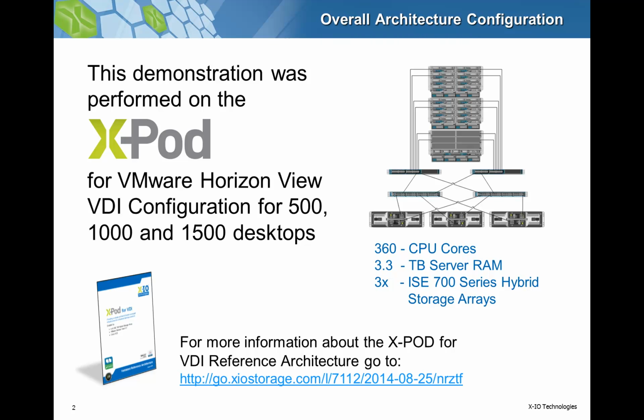The XPod for VMware Horizon View solution consisted of 3 Cisco UCS chassis and 17 blade servers. This yielded 360 CPU cores and 3.3 terabytes of server RAM. There were also 3 ISE 700 series storage arrays in the configuration. And while the Horizon View desktops were contained on a single ISE, the other ISEs were used for supporting functions like staging areas, infrastructure servers, and Login VSI launcher VMs. This configuration has been validated for 500, 1000, and 1500 desktops using the Login VSI testing suite.